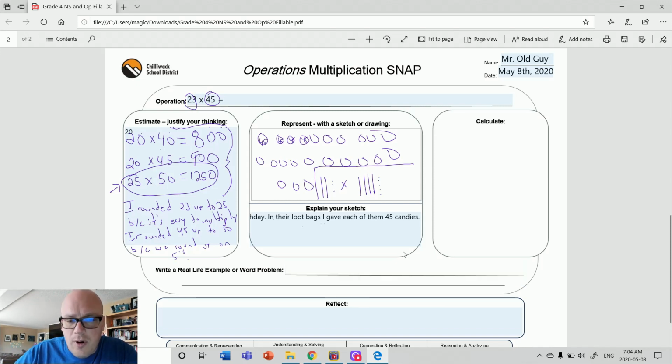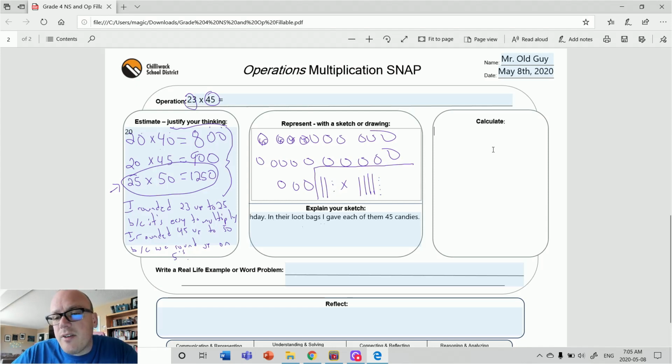So for the explain your sketch, all you're doing is explaining what your picture is. So here I've got my 45 loot bags, and each bag there's 45 candies. I'm explaining the picture. Or if I was explaining this one, I could explain what I drew using base 10 blocks.